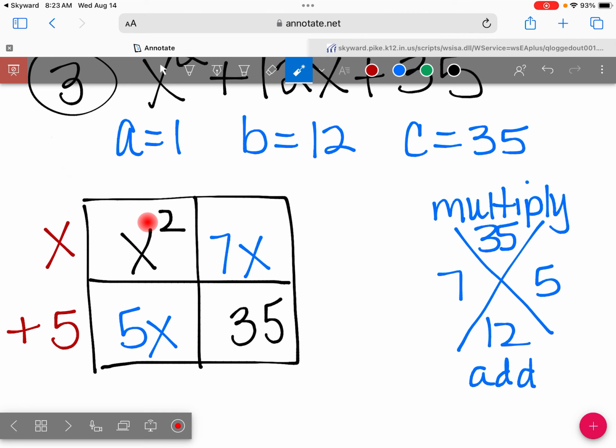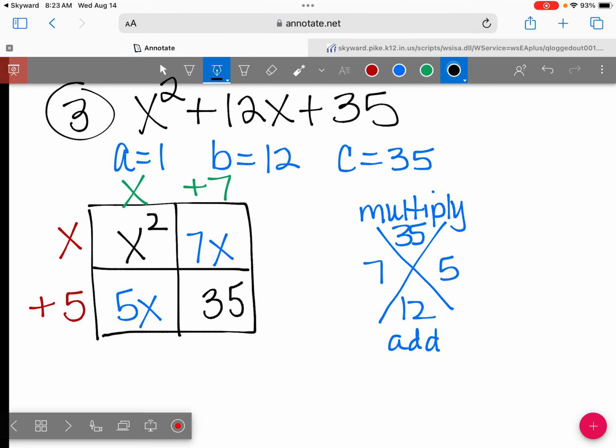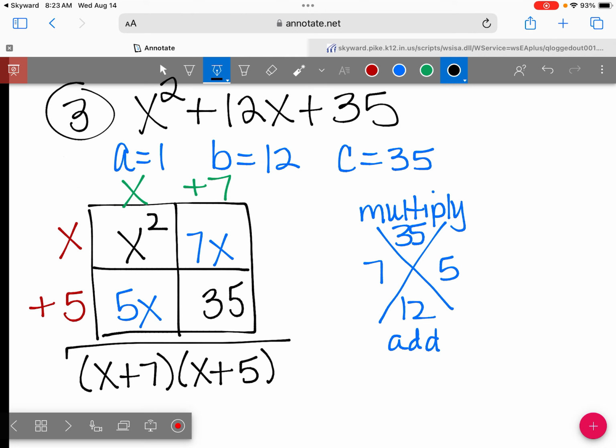This first column, we take out an x. The second column, we can take out a 7 because 7 goes into 35 and 5. So the factors will be x plus 7 times x plus 5. All right, any questions about that?